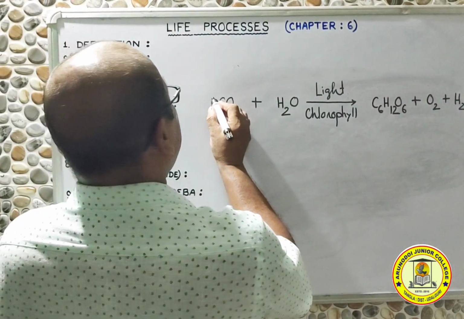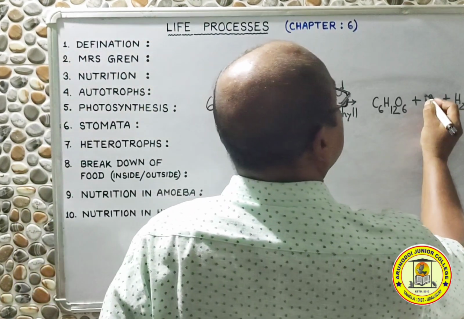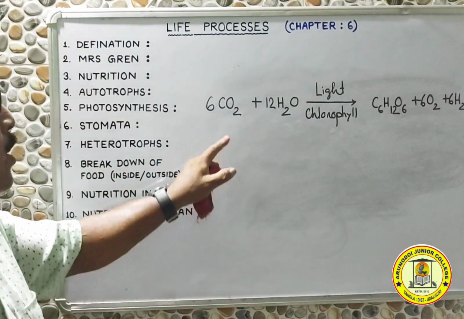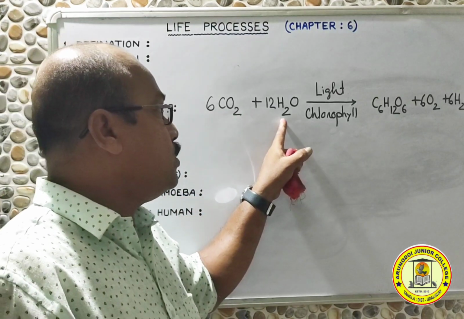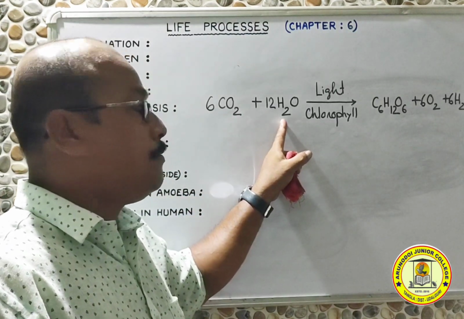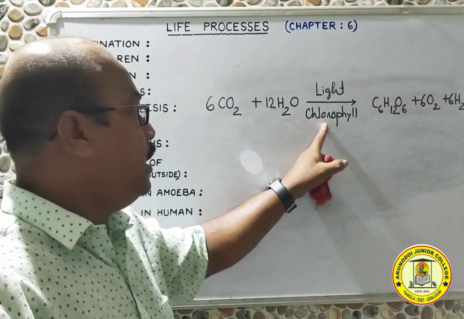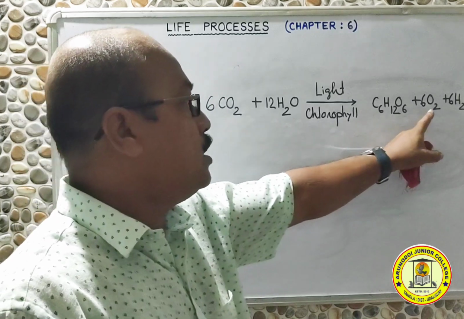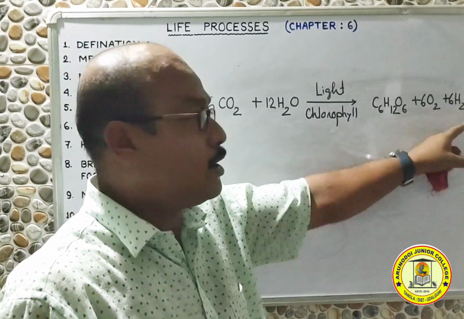For balancing, we will have to write 6 carbon dioxide, 12 molecules of water, 6 molecules of oxygen and 6 molecules of water. So when 6 molecules of carbon dioxide react with 12 molecules of water in the presence of sunlight with the help of chlorophyll, these combine together to make 1 molecule of glucose, 6 molecules of oxygen and 6 molecules of water.